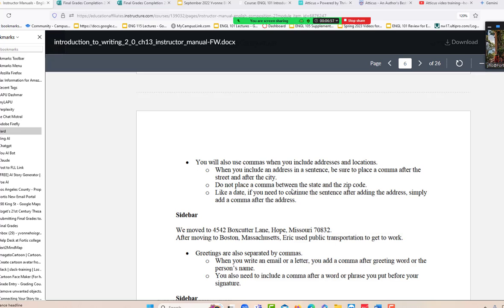You will also use commas when you include addresses and locations. When you include an address in a sentence, be sure to place a comma after the street and the city. Do not place a comma before the state and the zip code.